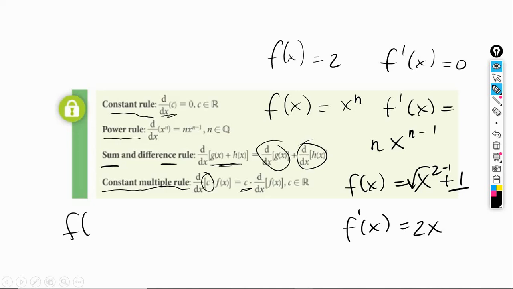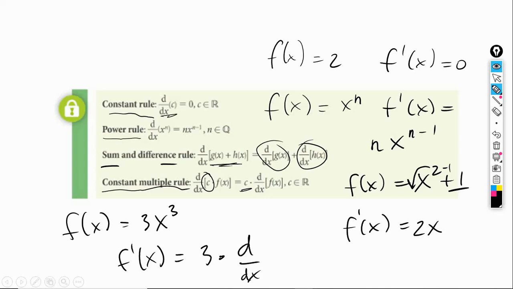Let's suppose we have f of x is equal to 3x cubed. Then what they're saying is that we could write the derivative as 3 times the derivative of x cubed, and this would equal 3 times 3x squared, and that is 9x squared. Now we could have done that, of course, in one step here, just by sending this to multiply and then subtracting 1 from the exponent.